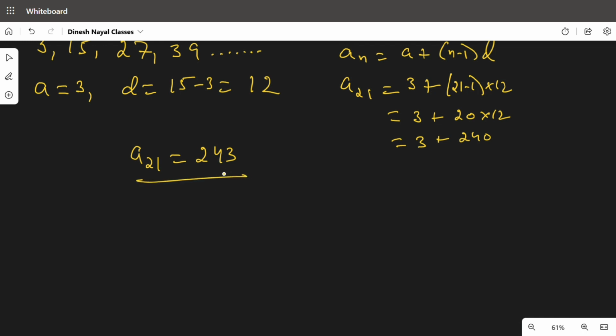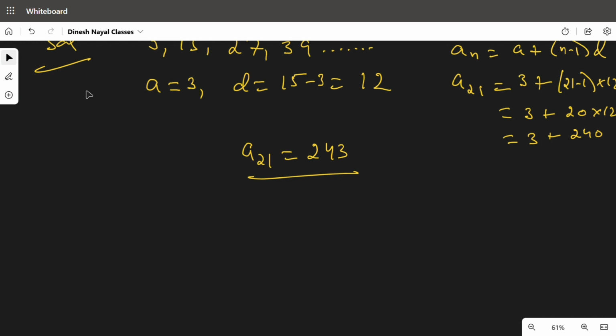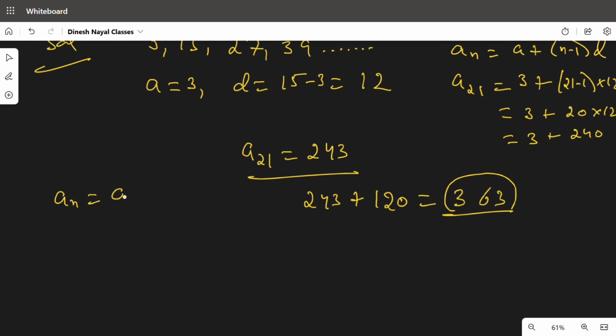Now they are saying that you have to find the term. Let's see what the question is saying: which term of the AP means you have to find that term which is 120 more than the 21st term. We know that the 21st term is 243, so 120 more will be 243 plus 120, which is 363. So this is the an term, and you have to find the value of n. Again applying the formula, an equals a plus n minus 1 into d. What is an?